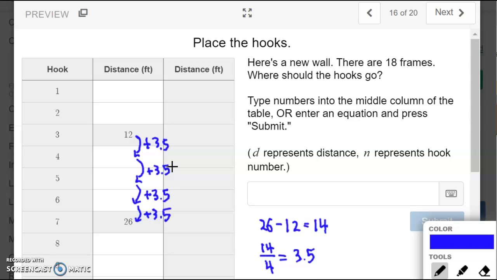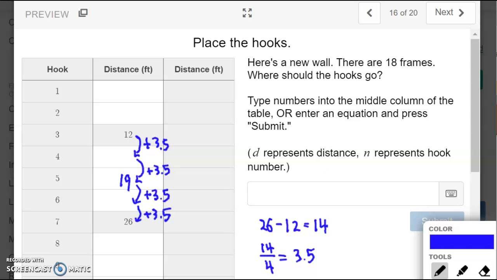And let's see if it works out. Okay, adding 3.5 and 3.5 together, that's 7. 12 plus 7 is going to be 19. And 19 plus another 7 is going to be 26. That works out. Okay, so I know that the common difference is 3.5.